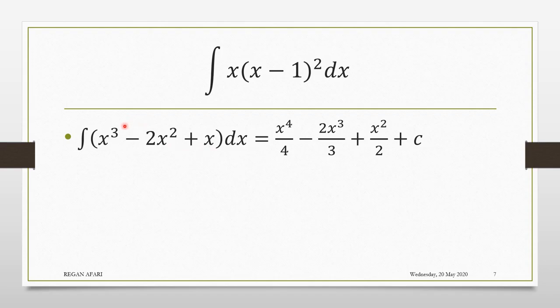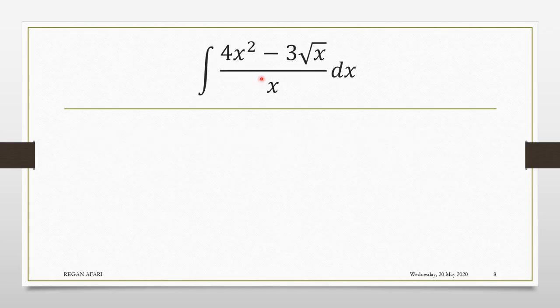Then you integrate, you add 1 to this, you get 4, you divide by 4. You add 1 to this 2, you get 3, okay, the power becomes 3, you divide by 3. This has power 1 already, so you add 1 to that, you get power 2, and then you divide by 2. Then don't forget to bring your plus c, since this is an indefinite integral.